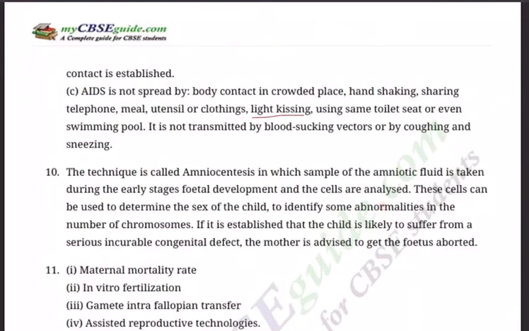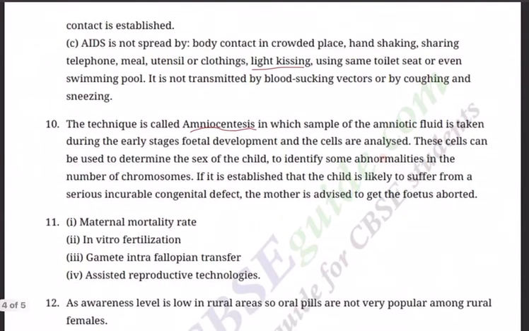Question 10. The technique is called amniocentesis, which we just discussed, in which a sample of amniotic fluid is taken during the early stages of fetal development, and the cells are analyzed. These cells can be used to determine the sex of the child and to identify some abnormalities in the number of chromosomes. If it is established that the child is likely to suffer from a serious, incurable congenital defect, congenital is something that comes by birth, the mother is advised to get the fetus aborted.